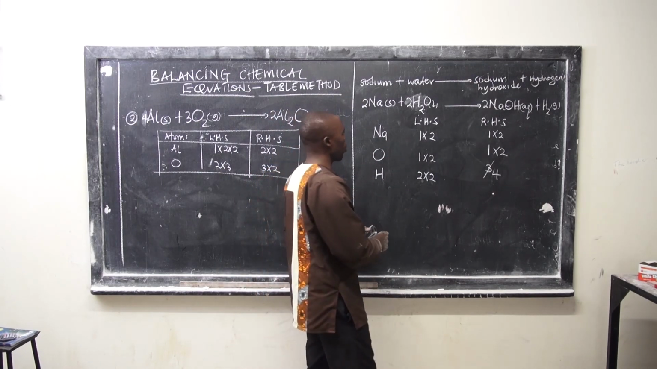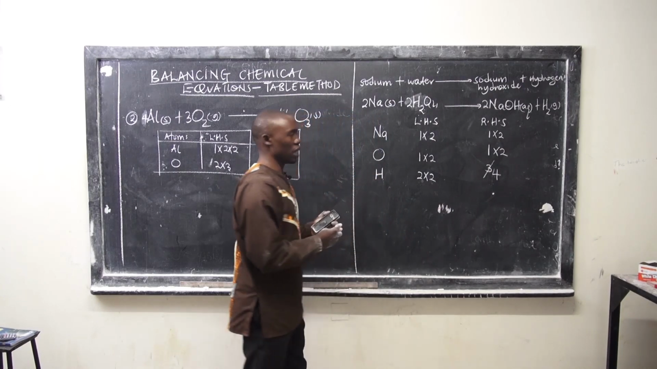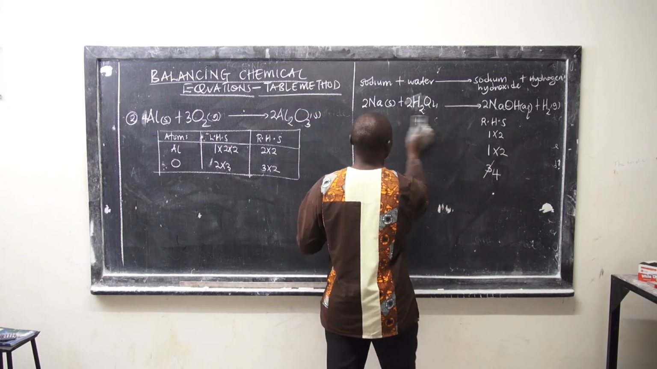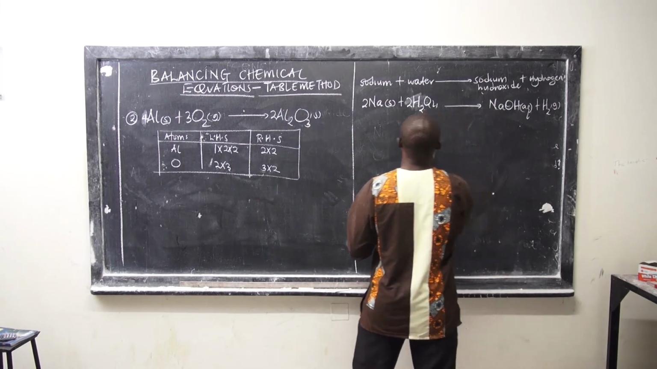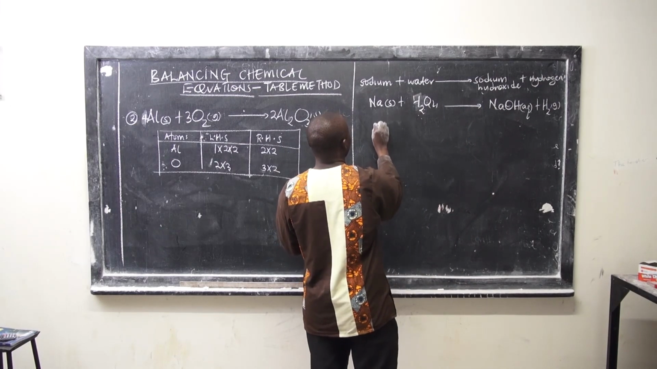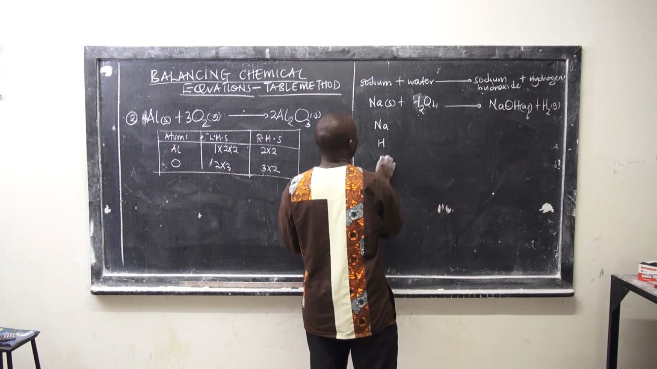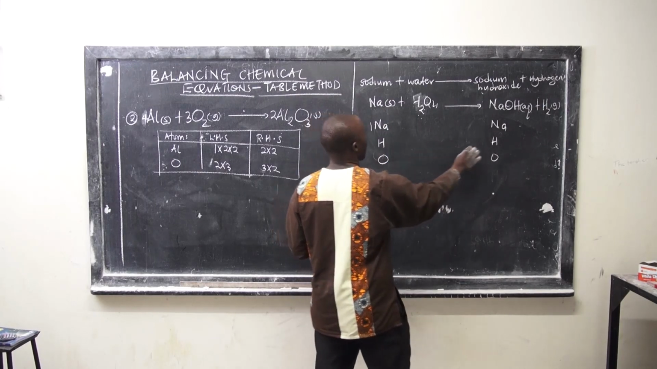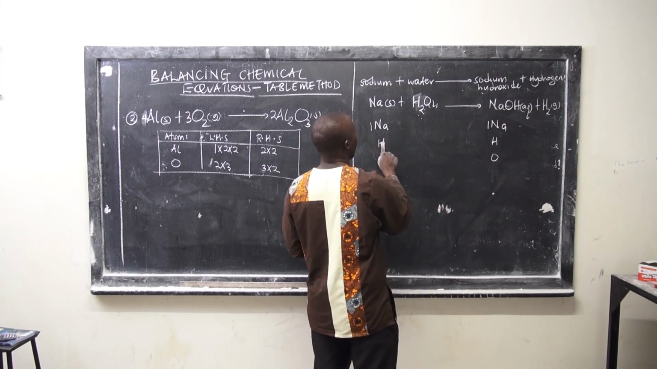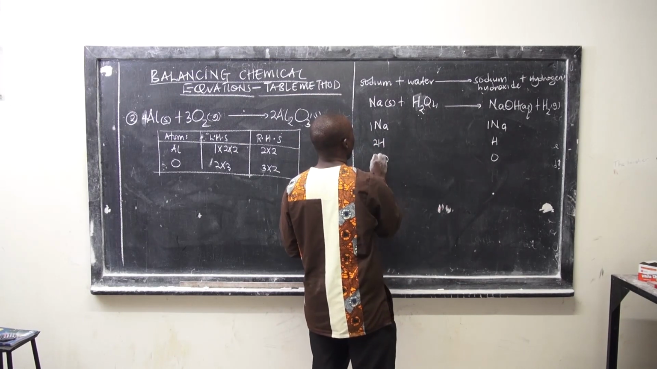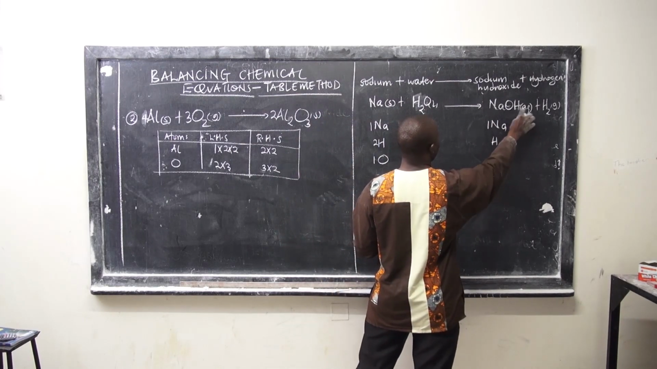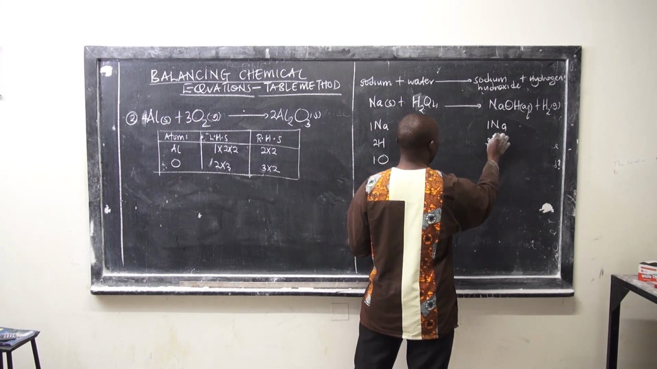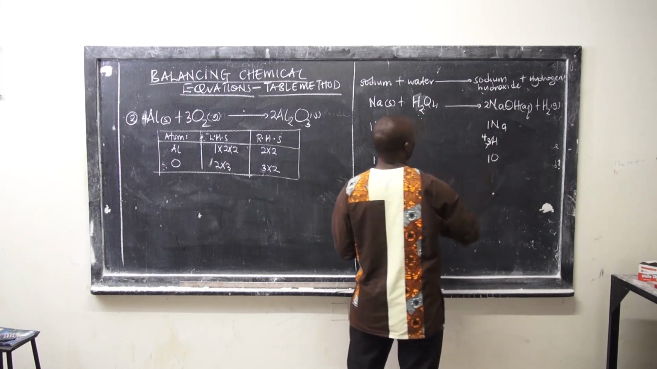Now you can also list the atoms alongside the numbers, which is another way of doing that. So you could list sodium, hydrogen, oxygen, sodium, hydrogen, oxygen. This side, 1 sodium, 1 sodium, then you'd have 2 hydrogens, 1 oxygen, then here you have 3 hydrogen and 1 oxygen. So let's now adjust this number to 4 by putting a 2 there.